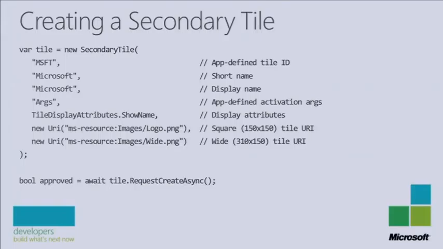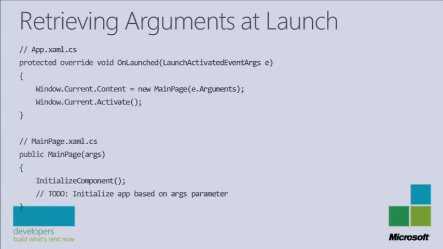In other words, in a weather app, if I want to create a tile representing Redmond, Washington, and its zip code, if the user touches that tile, when my app is activated, when it's launched, I'll want to know what information was associated with that secondary tile, what zip code was associated with it, so I can immediately bring up the weather in Redmond, Washington in my app. That's the importance of these so-called activation arguments, and they can be anything that you want.